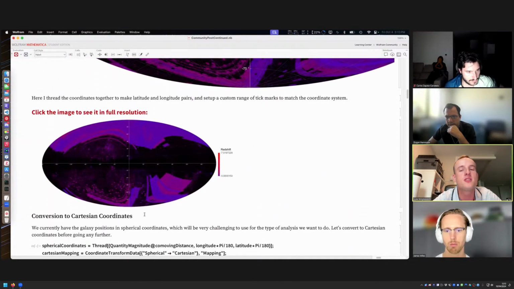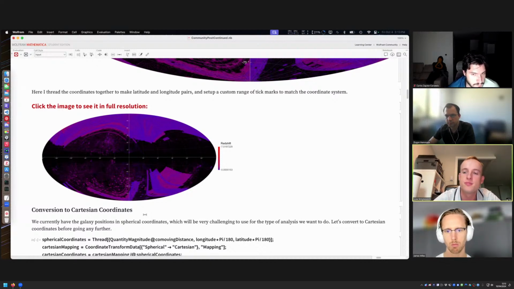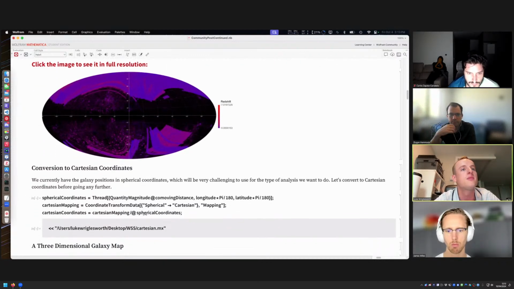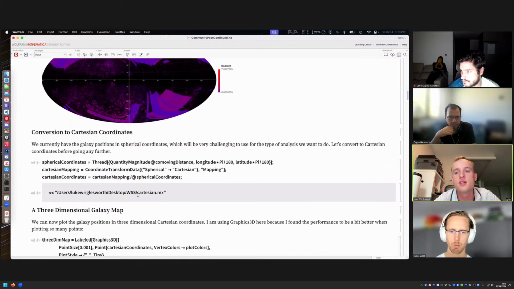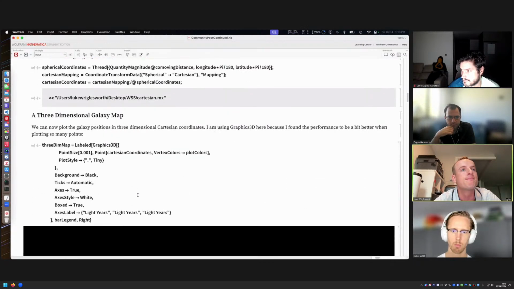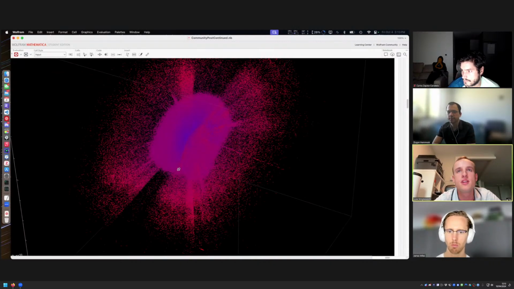So for the type of analysis I wanted to do, spherical coordinates is not very convenient. I wanted to lay out the spheres in a giant grid. So next I converted everything to Cartesian coordinates. Here I just do a coordinate transformation, and then I plotted it in 3D Cartesian, and it looks like this.